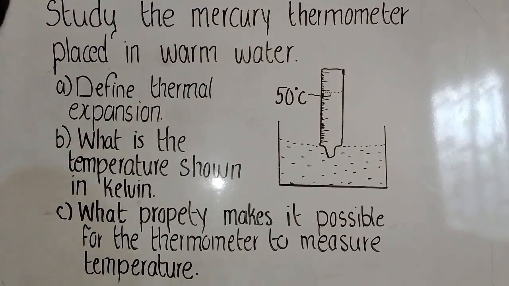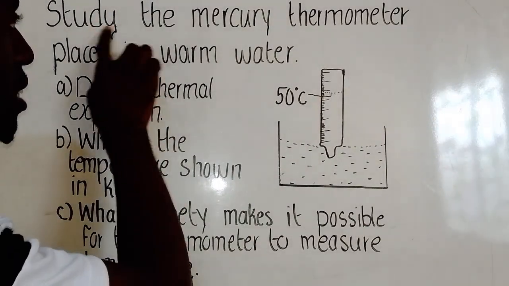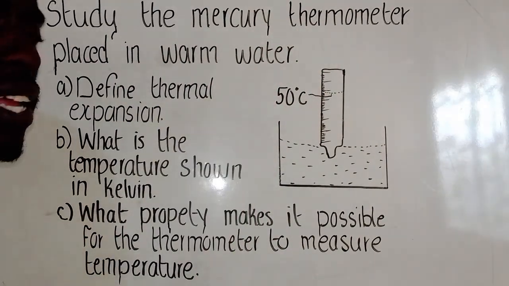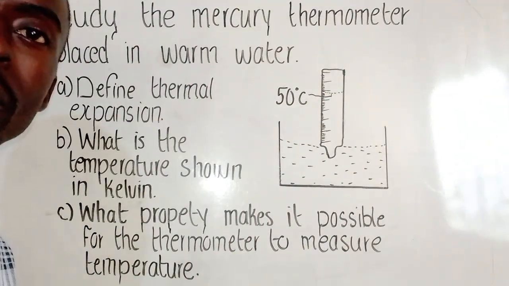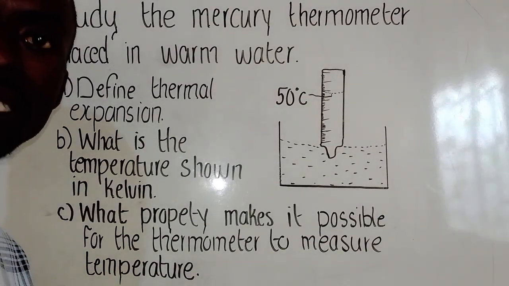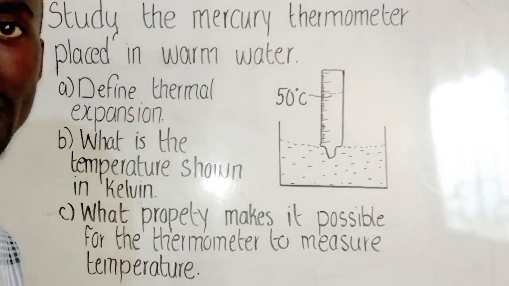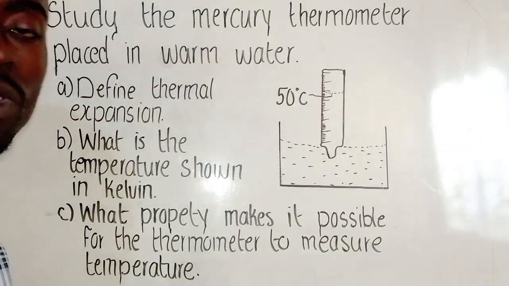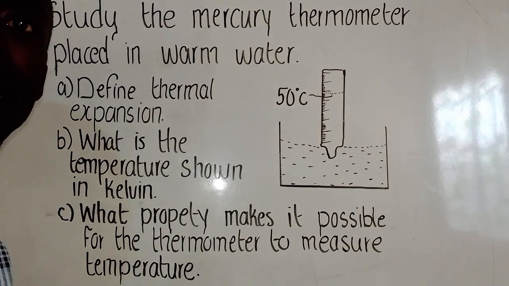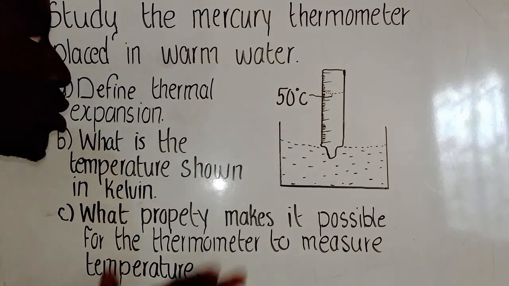So we have a physics question that says study the mercury thermometer placed in warm water. Now when you talk about a thermometer, it is a device used to measure temperature. Temperature is a degree of hotness or coldness of an object or of any other substance. Now we have different types of thermometers, and specifically here we are talking about what?